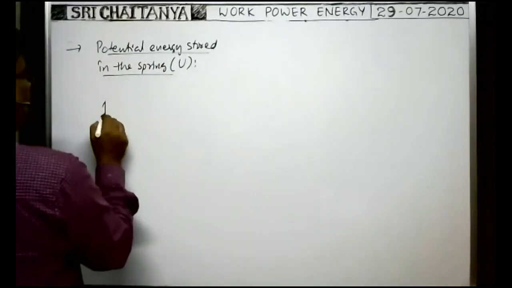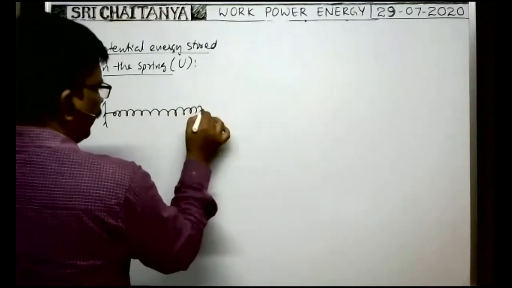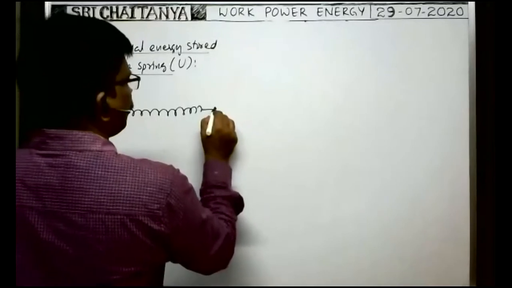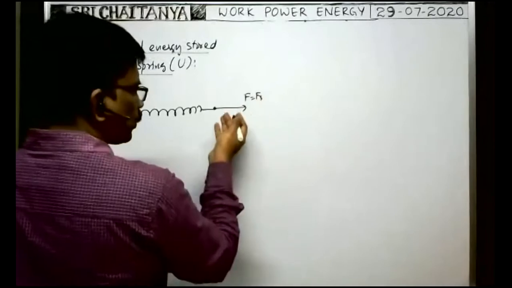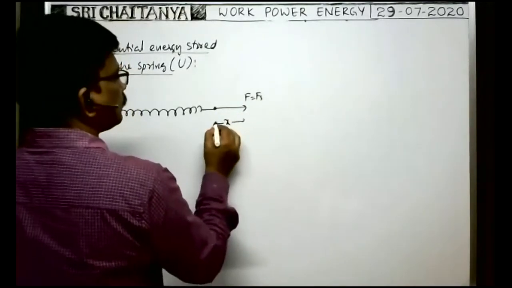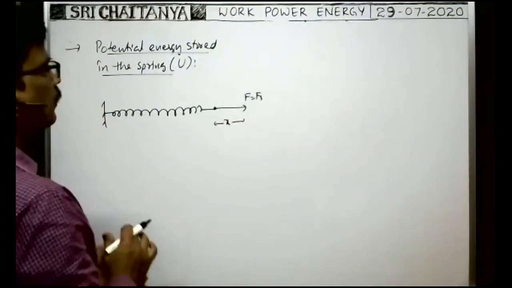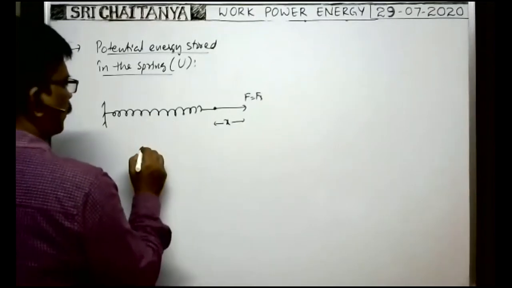Suppose one end of the spring is fixed to a rigid support, and at the other end, by means of an external force which is equal to the spring force developed, the spring is extended by a length x. Then what is the work done by the spring force here?